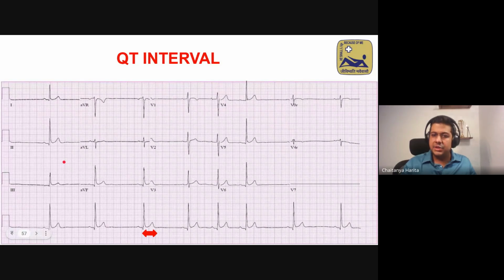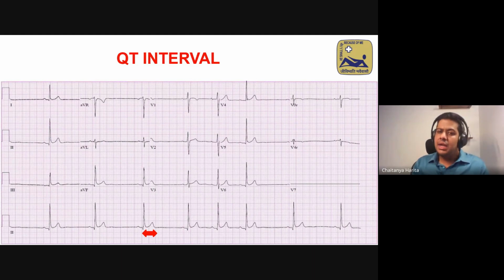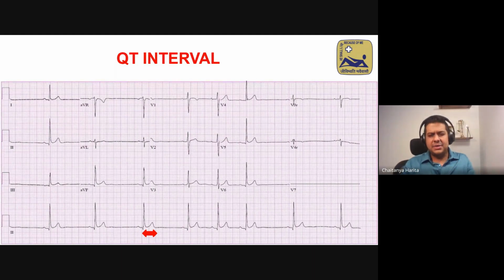This is the opposite. This is short QT. Can you see how close the QT is? This is short QT, hypercalcemia, and you have some short QT and long QT congenital genetic syndromes, which they would have taught you in pediatrics.